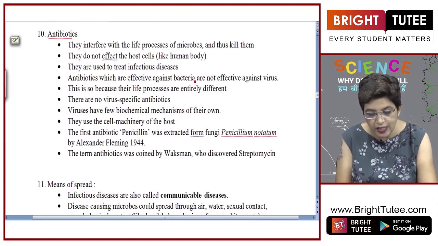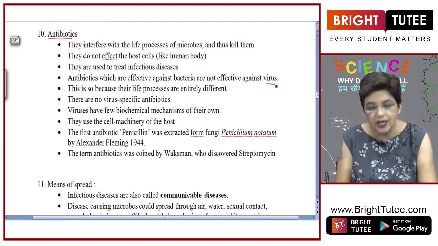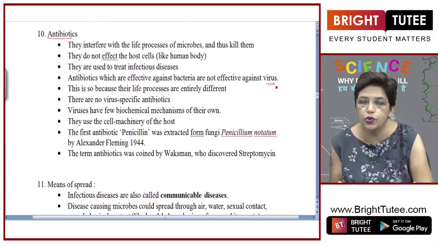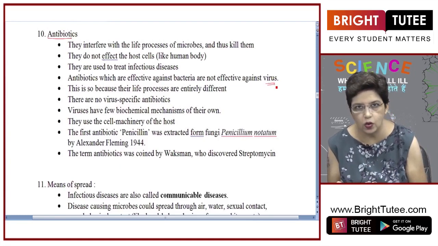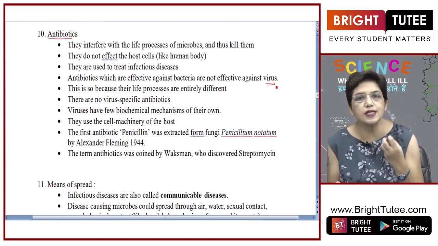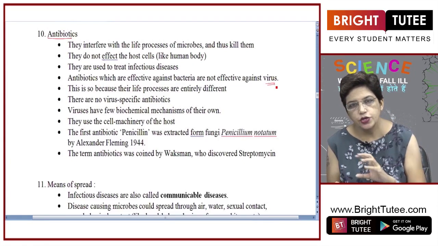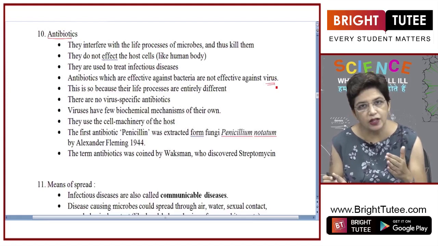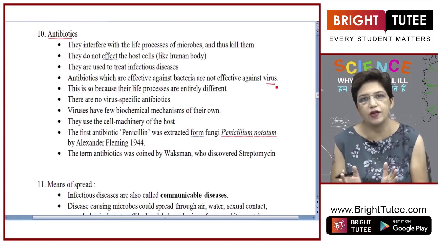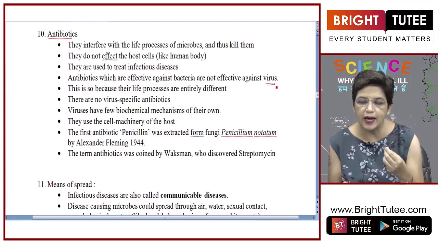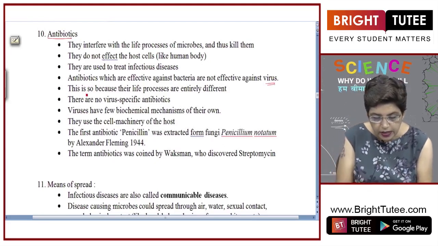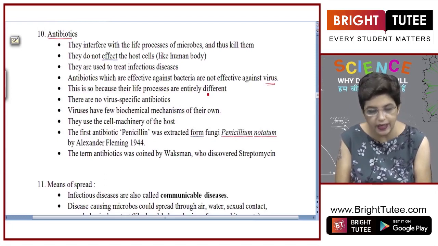Antibiotics which are effective against bacteria are not effective against virus. This is also very important, because viruses, as you know, are on the borderline of living and non-living. They utilize the cellular structure of the host to carry out growth and reproduction. The metabolic pathways of bacteria and virus are totally different. So if we give an antibiotic to kill bacteria, it will not kill the viruses. This is so because the life processes of bacteria and virus are entirely different.